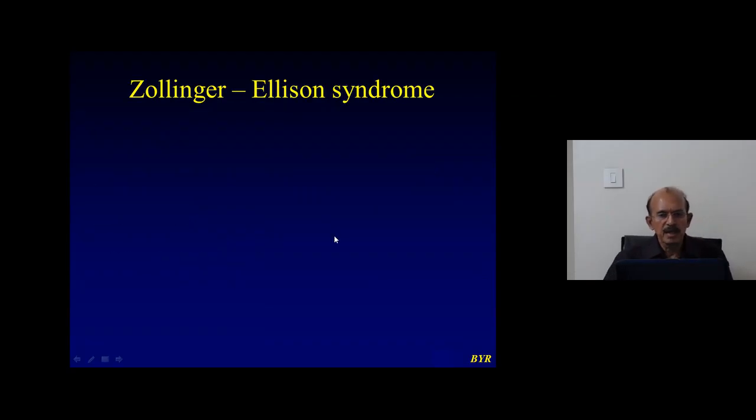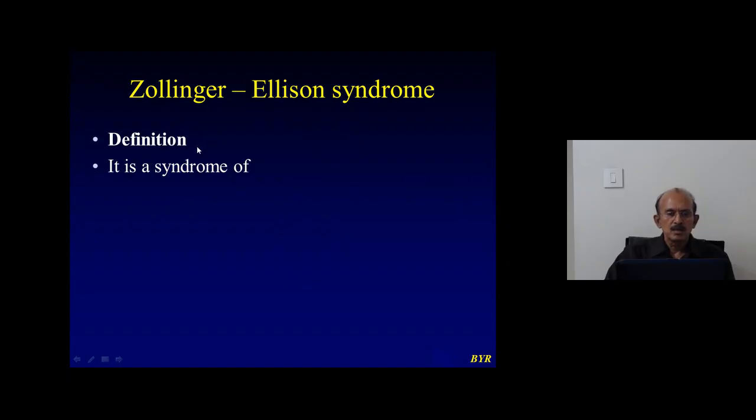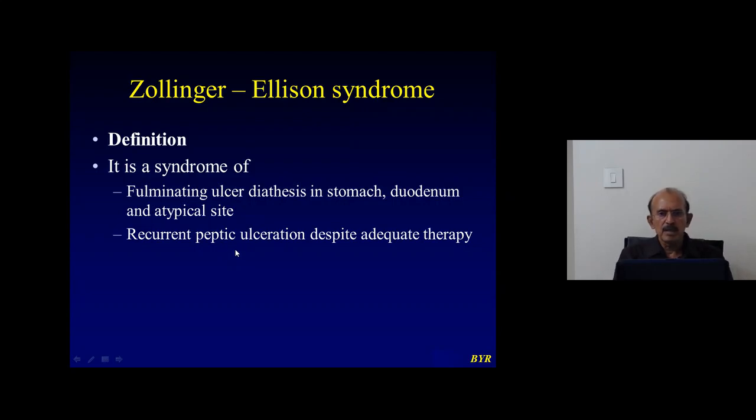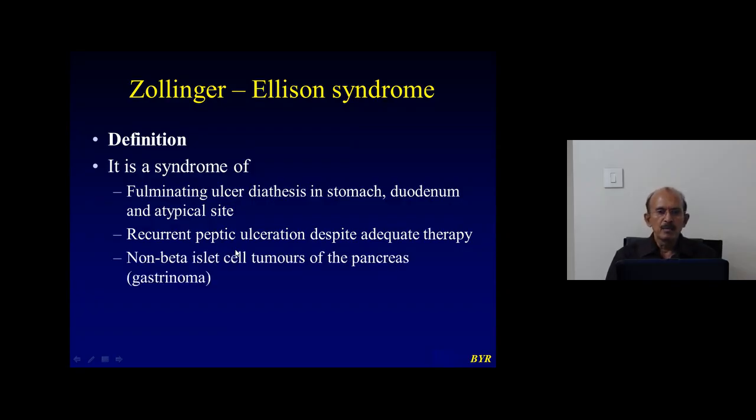So this is about the insulinoma, which manifests with hypoglycemia. Then the Zollinger-Ellison syndrome. It is a syndrome of fulminating ulcer diathesis in stomach, duodenum, and atypical sites, recurrent peptic ulceration despite adequate therapy, non-beta islet cell tumors of the pancreas.